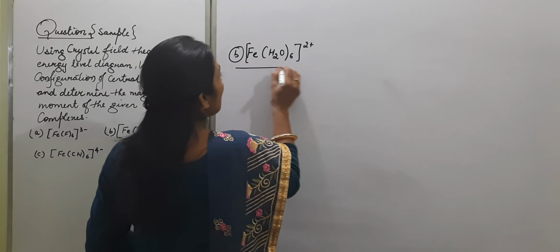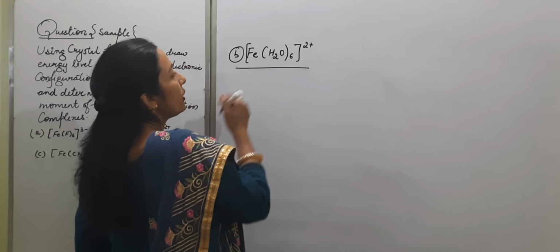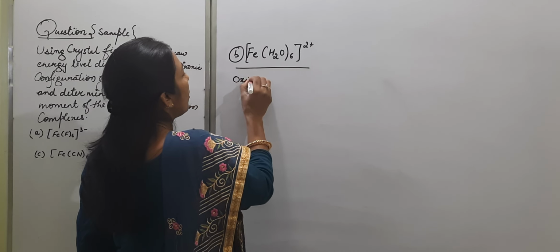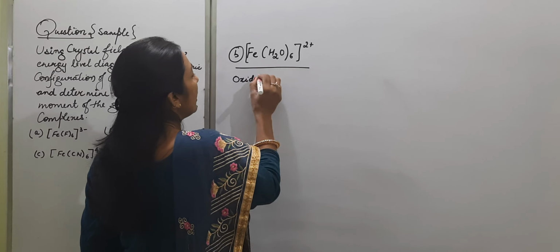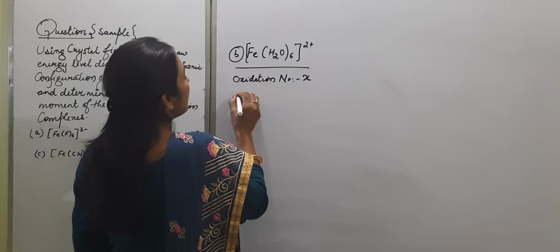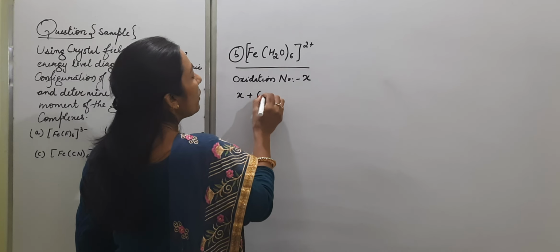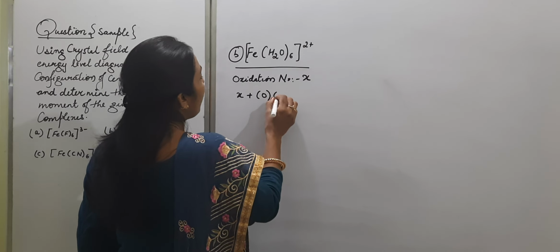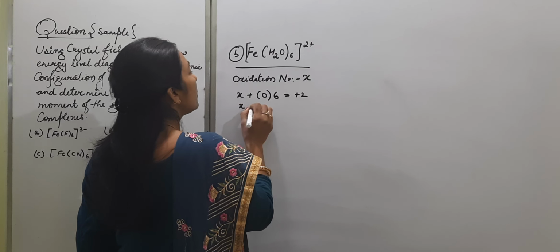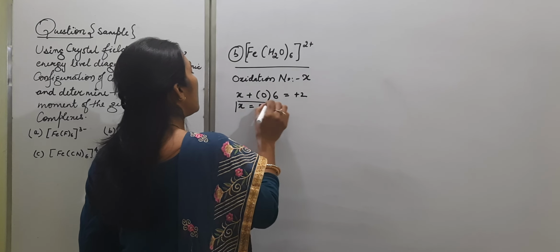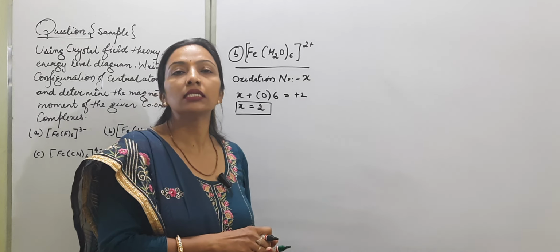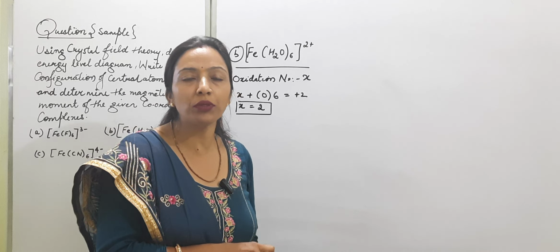So let's see first of all the oxidation number. To find out the oxidation number of iron here, what will we do? Pretend it to be x. Then x, water has no charge, having 6 molecules, and the overall charge is +2. So here the oxidation number of iron is +2. Iron is available in the second oxidation state, as Fe2+.